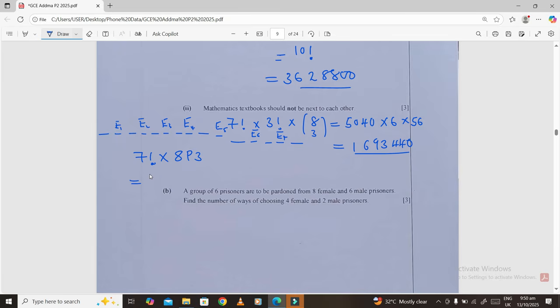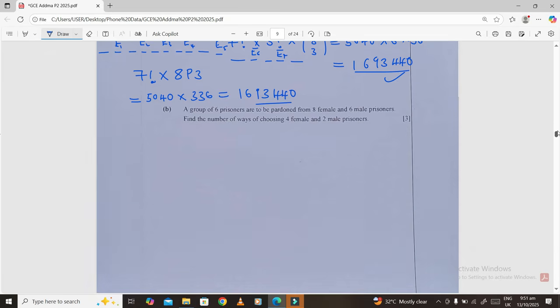So we know 7 factorial will give us 5040 times. So when we punch on our calculator, 8 permutation 3, we're getting 336. And when we multiply those two, we're getting the same answer we've gotten. Okay? We're getting the same answer we got right here. So we go to the next question.